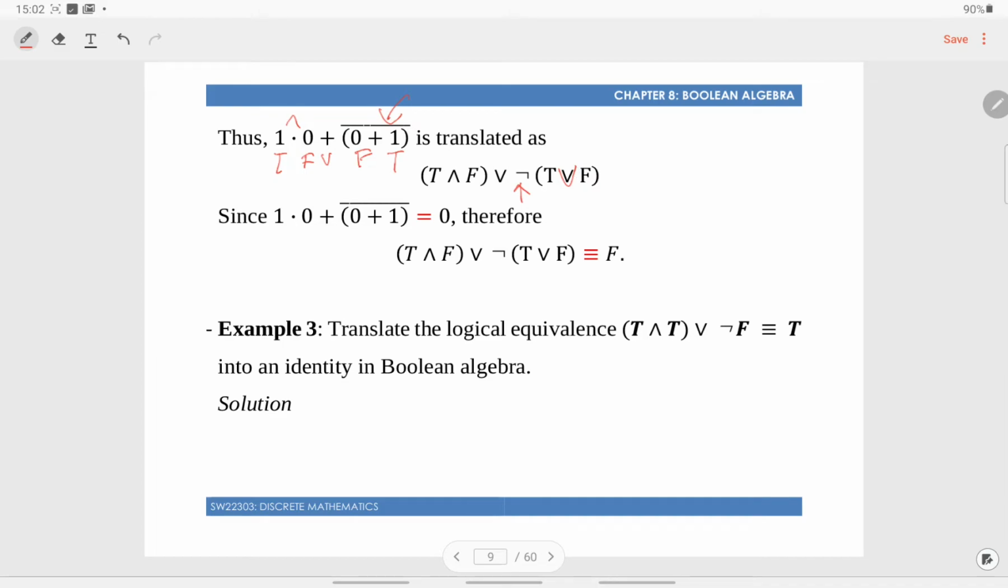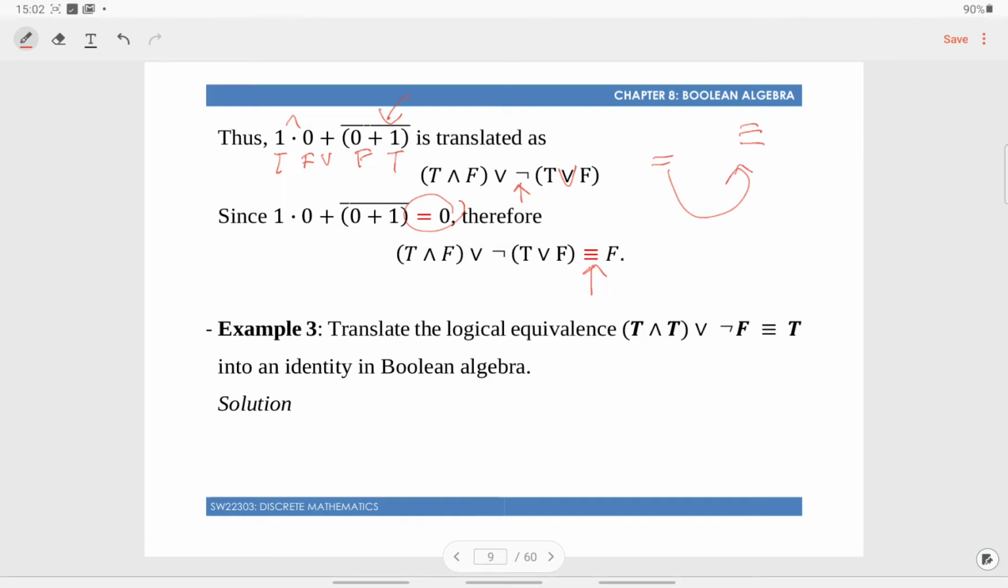Previously we showed that the value of this Boolean expression is equal to 0. Because equality corresponds to congruence, here we replace the equation with congruence. Because it is equal to 0, we have congruent to false, because 0 corresponds to false, capital F.